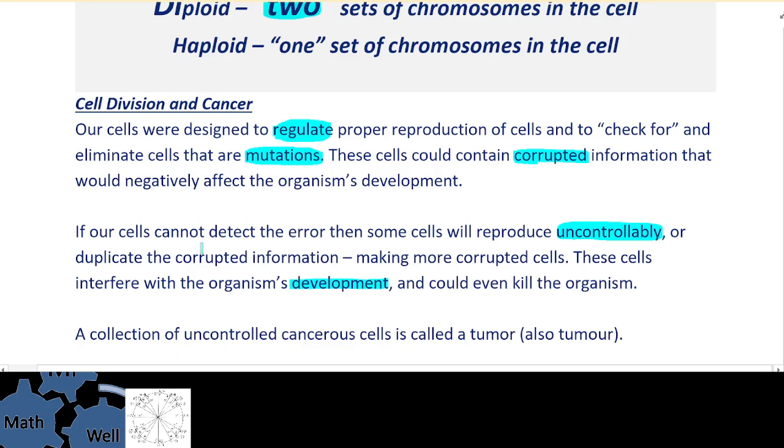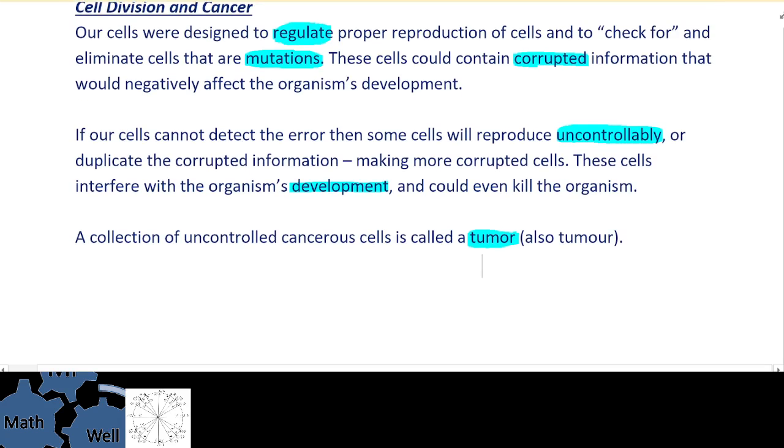So a collection of uncontrolled cancerous cells is called a tumor. You'll see in a lot of literature T-U-M-O-R, you might also see T-U-M-O-U-R, the more British spelling. A very common characteristic of cancerous cells is that they divide uncontrollably and have corrupted information. If a whole bunch of cells all of a sudden divide in rapid succession, you might have a buildup of these cells in one spot, and that's what a tumor is called.